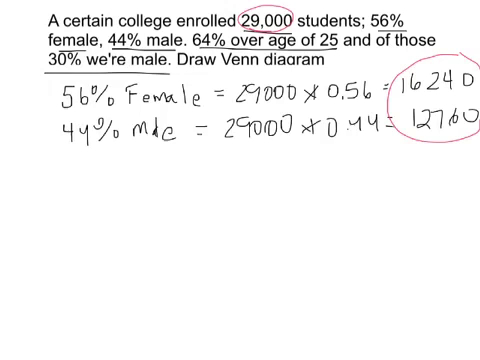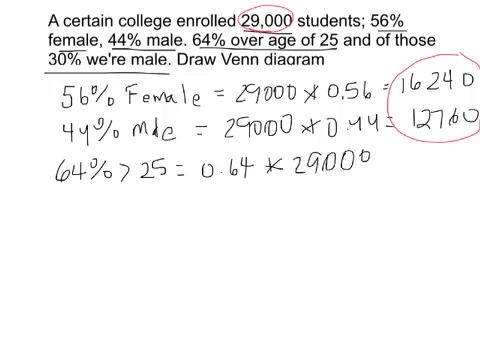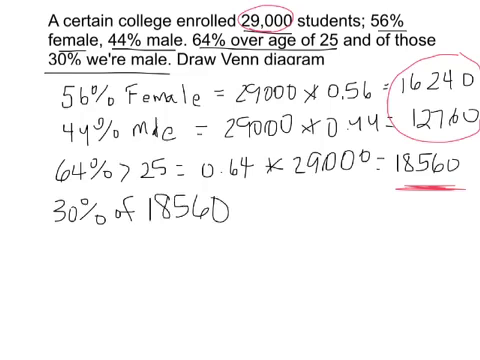So next what I would do is say, well, 64% is over the age of 25. So 64% times, I guess I should have written the 29,000 first to be complete. And you should get 18,560. And then 30% of this number, meaning you multiply 0.3 times 18,560, and you get 5,568.